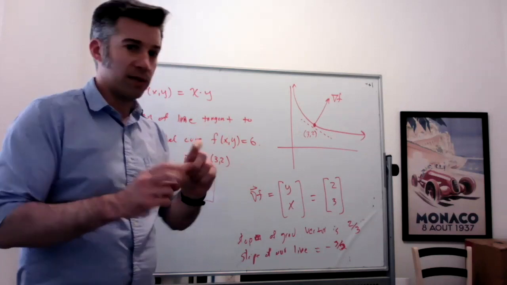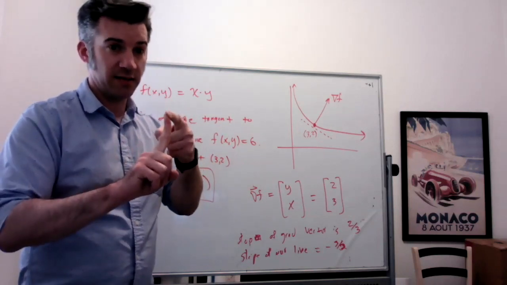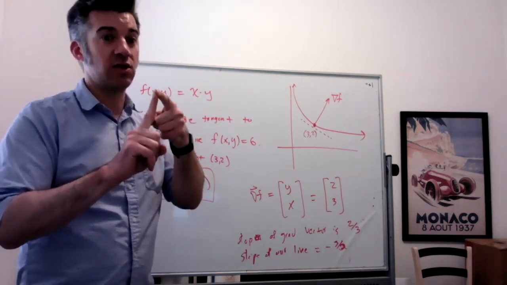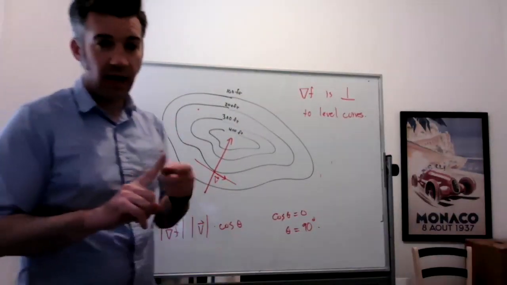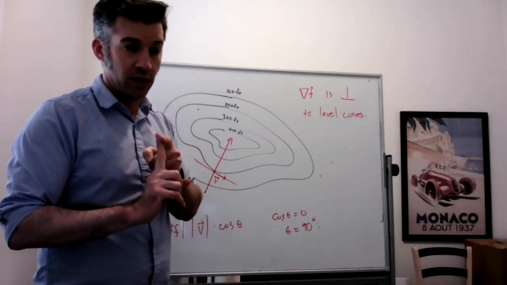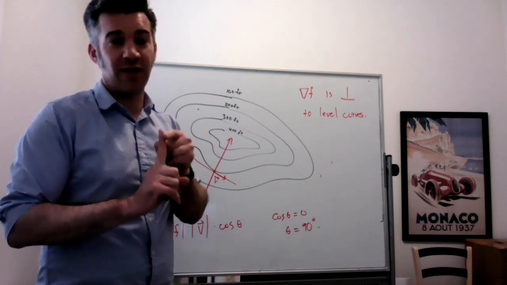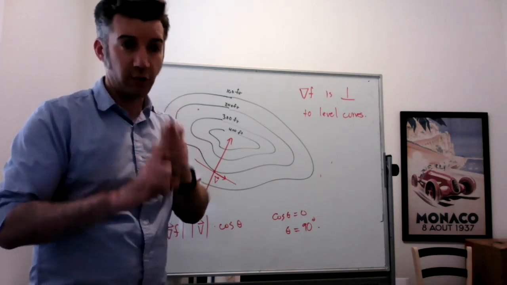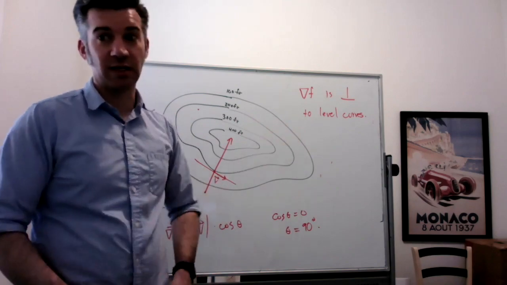The two other things I want to say: the direction of steepest ascent, or the direction of the maximum rate of change of a function of two variables, is the direction of the gradient, which I've erased. And the maximum rate of change of a function of two variables is the magnitude of the gradient. So those two things, remember them, they're going to come up.